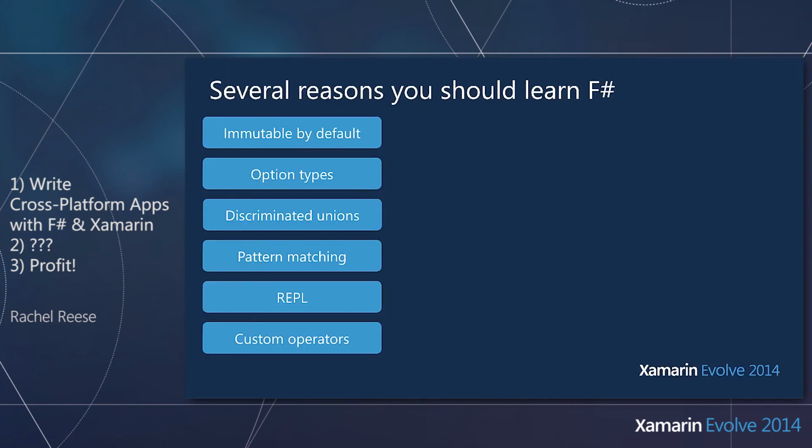So we've discussed so far several reasons why you should learn F#. It's immutable by default. You have option types, discriminated unions, pattern matching, and the REPL. We haven't discussed custom operators, but you can create completely your own operator.